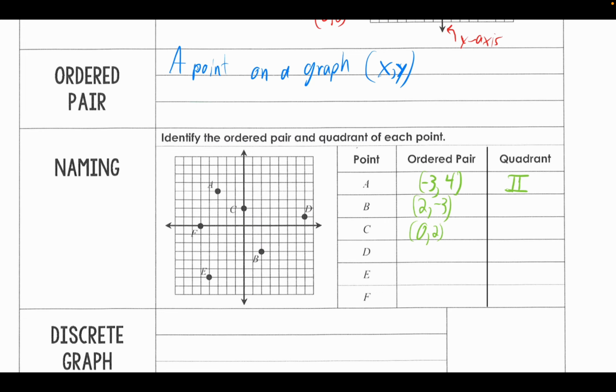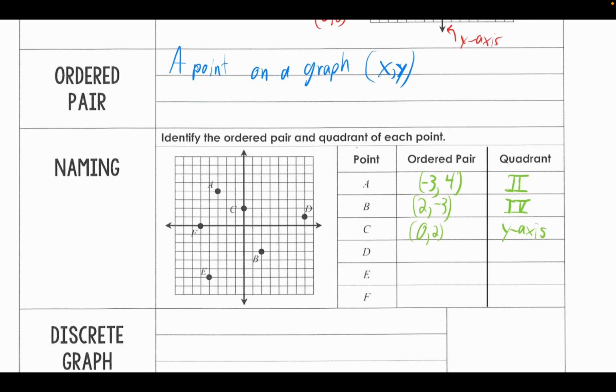Whereas letter D, and I forgot to say the quadrants for B and C. The quadrant for B is quadrant 4. Now you might be wondering, well, C, which quadrant is it in? It's between quadrant 1 and quadrant 2. So it's not technically in a quadrant, it's between quadrants. What we'll list is that it is on the y-axis. And if it's on the y-axis, it can't be in a quadrant.